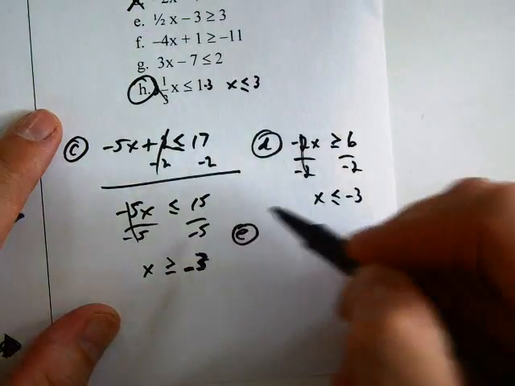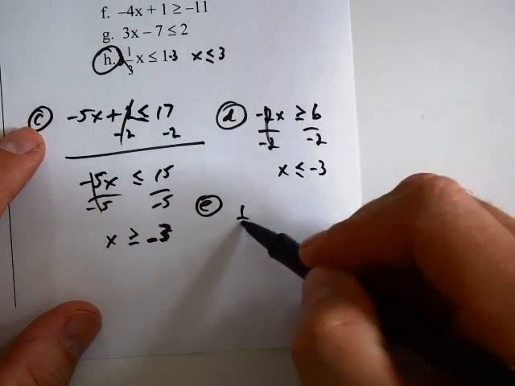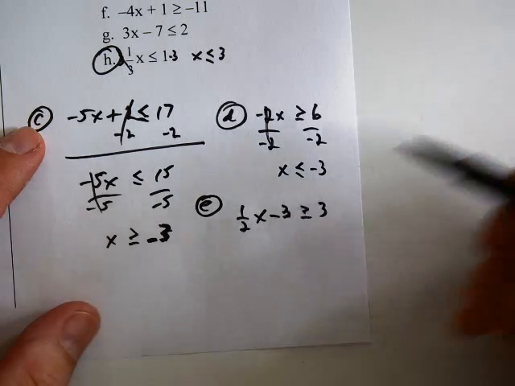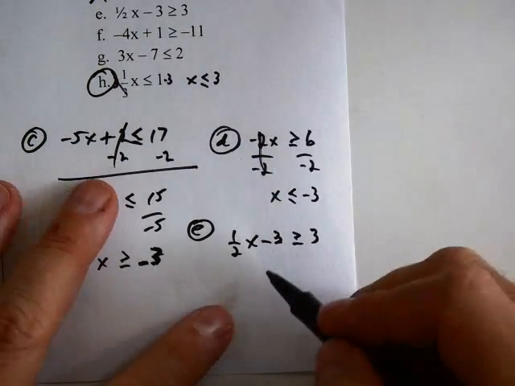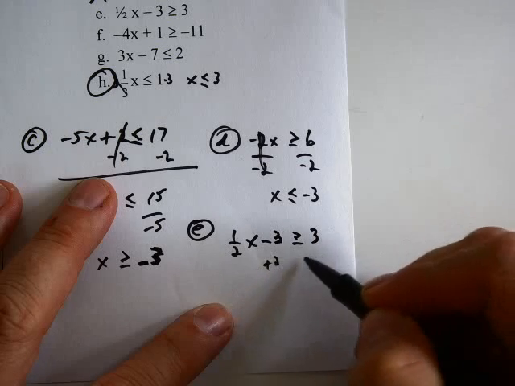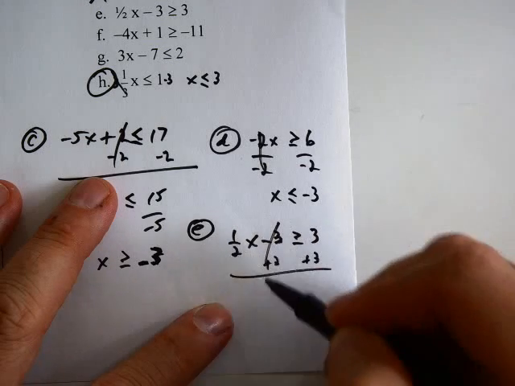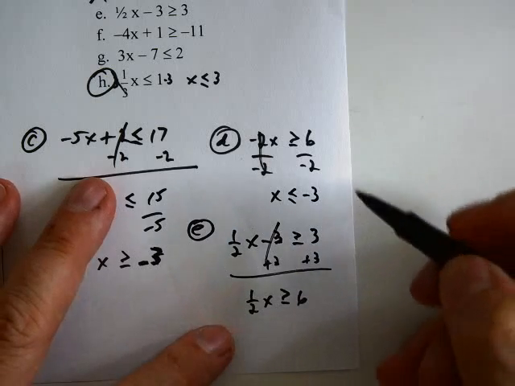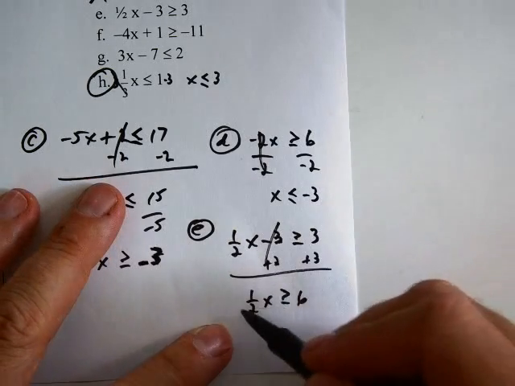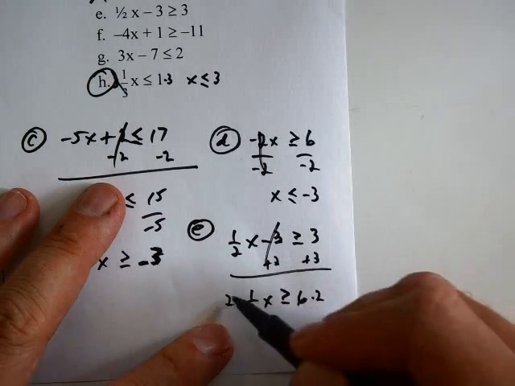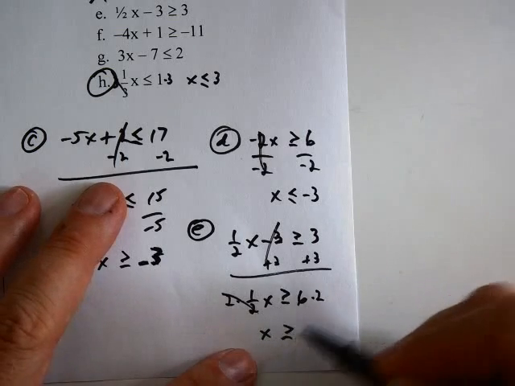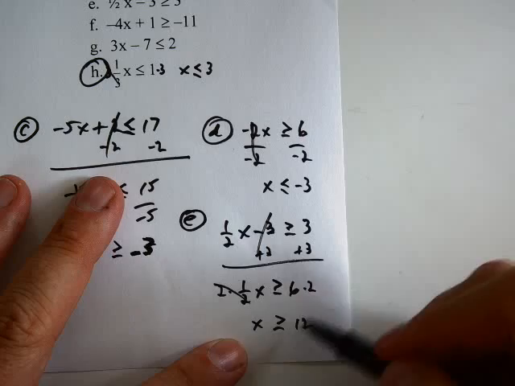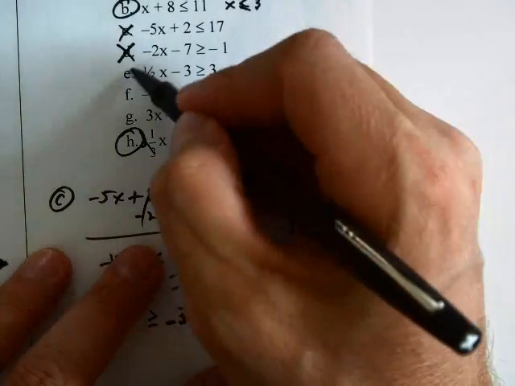On E, let me write it down. 1/2 x minus 3 is greater than or equal to 3. What would be the first step in getting x by itself? You got it. Add 3 to both sides. So I have 1/2 x, and over here 6. Now to get x by itself, I would multiply by 2 on both sides from last chapter. Don't reverse anything, and we get 12. Wrong number, wrong sign, E is out.